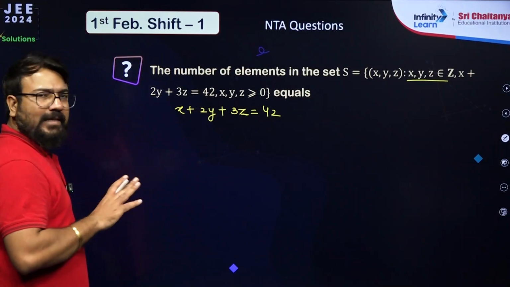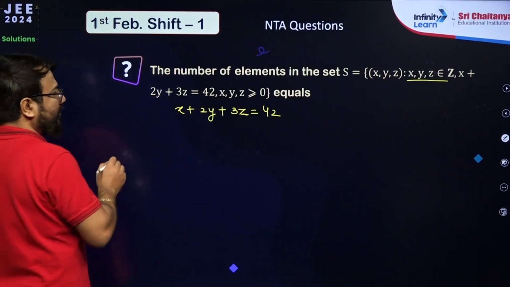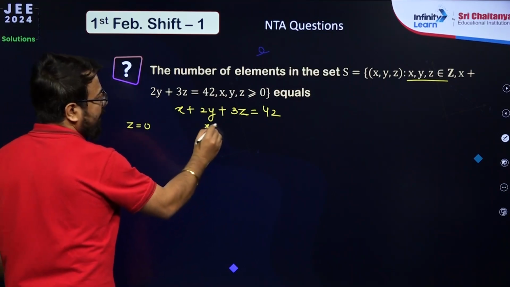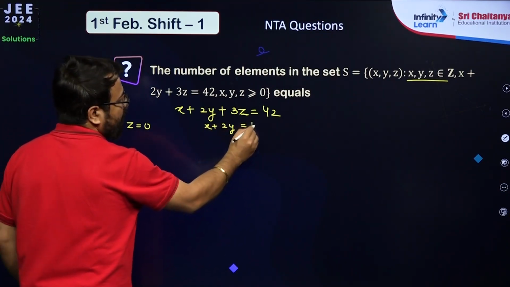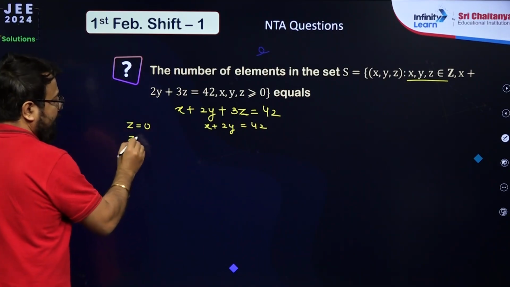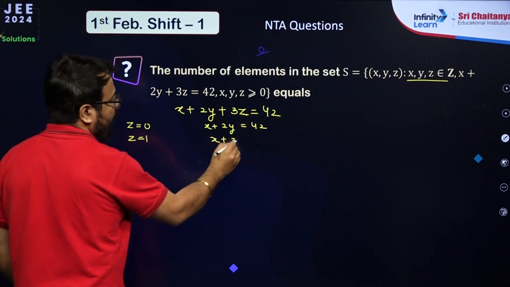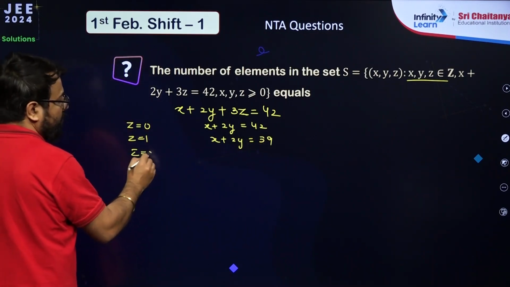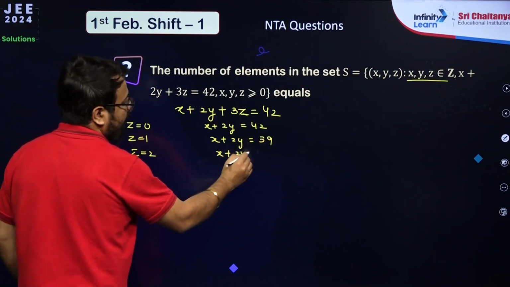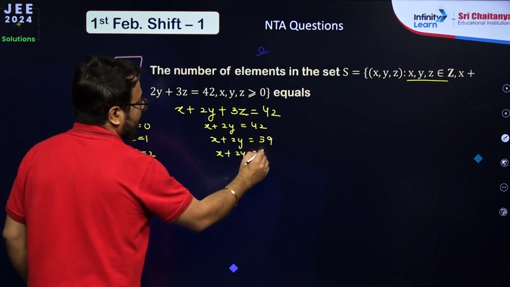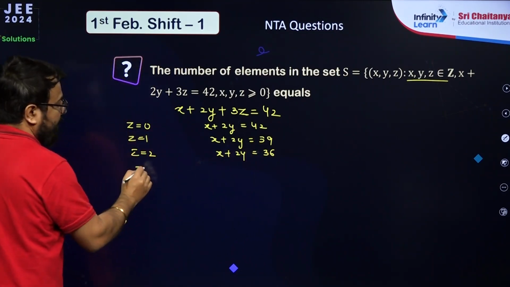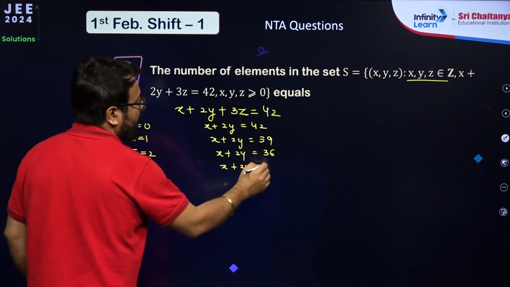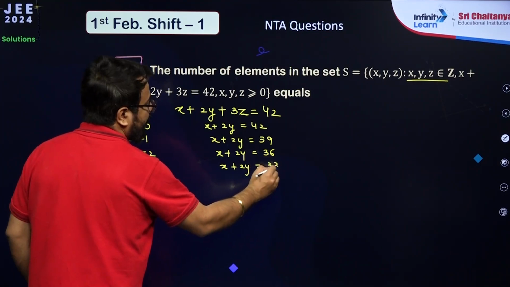So there will be multiple cases into it. Suppose I take z as 0, then x plus 2y will be equal to 42. If I take z as 1, x plus 2y will be equal to 39. If I take the z value as 2, x plus 2y is equal to 42 minus 6, 36. If I take the value of z as 3, x plus 2y is equal to 42 minus 9, it will be 33.